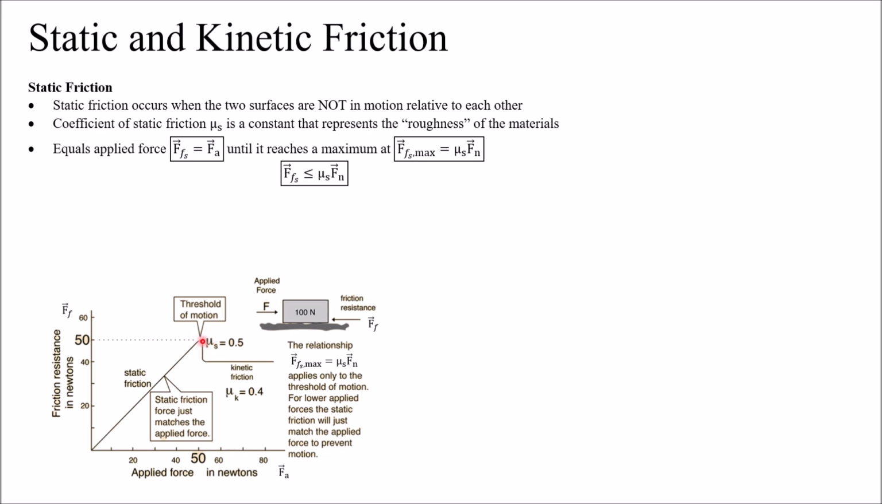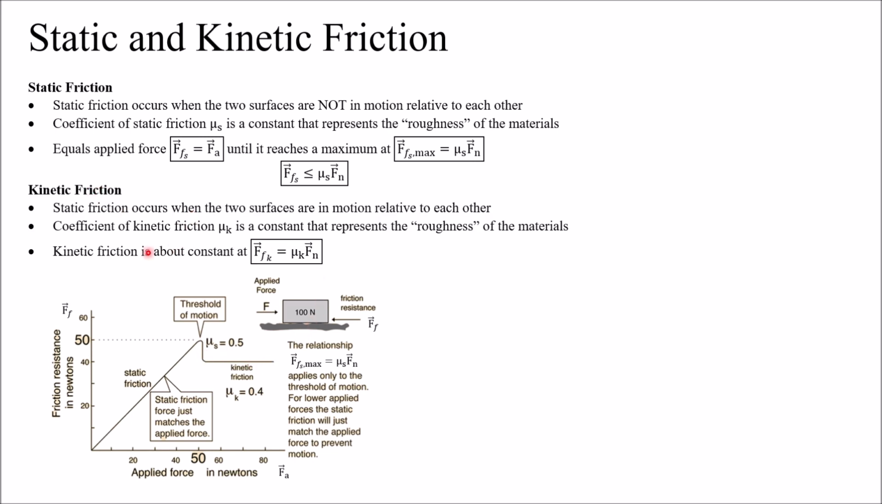At that maximum point, we actually have a formula with the coefficient of static friction, which can be determined experimentally between two surfaces, two materials, times the normal force. At that threshold, it breaks down into kinetic friction, where it's easier to slide an object than it is to get it to start moving. Notice how that coefficient is less. And at that point it remains relatively constant.